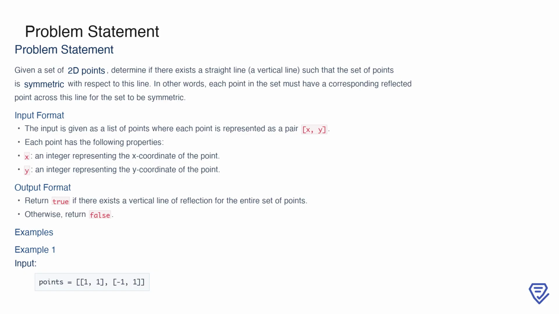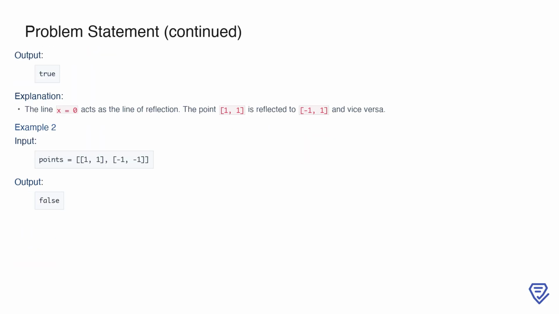To illustrate this concept, let's look at a couple of examples. In the first example, the input points are 1, 1, 1, 1. The output is true, and here's why: the vertical line x equals 0 acts as the line of reflection. The point 1, 1 is mirrored by 1, 1 across this line.